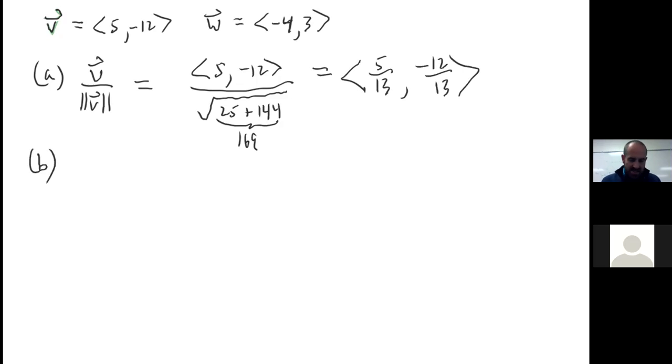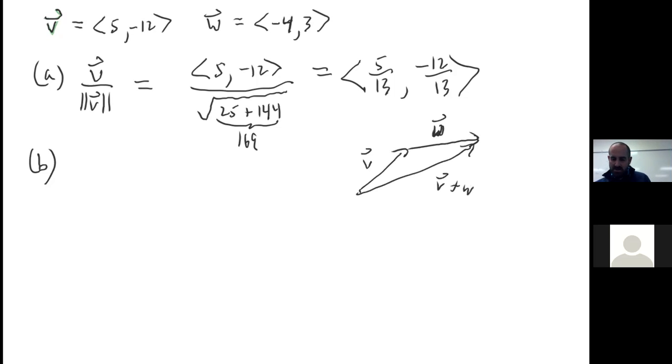In part B, it said compute the length of V plus W. Well, that means you need to find the vector V plus W. You don't just find the length of both and then add those together. The length of V plus W is not, in general, going to be the length of V plus the length of W. Remember, here's V, here's W. V plus W is this guy right here. And you can see that the length of V plus W is not the same as the length of V plus the length of W.